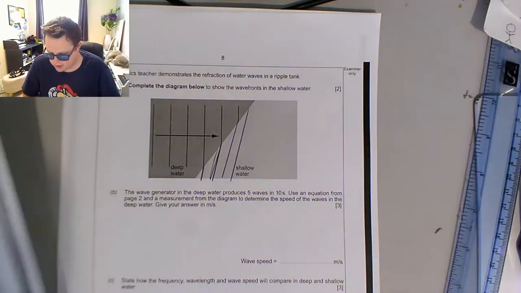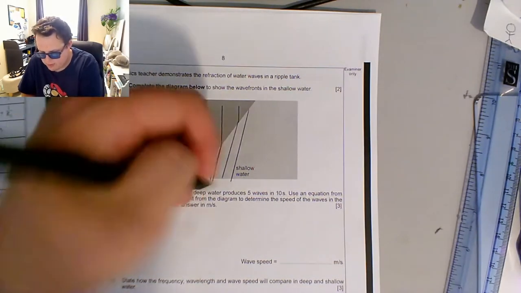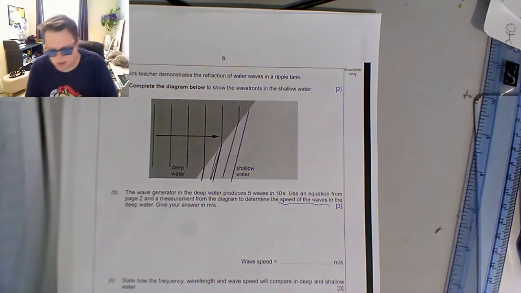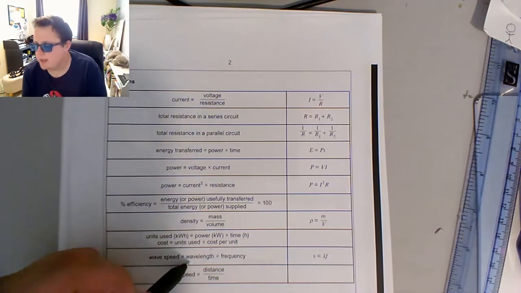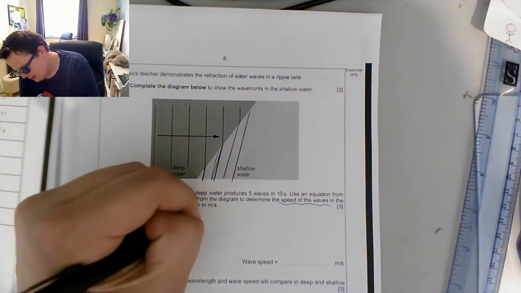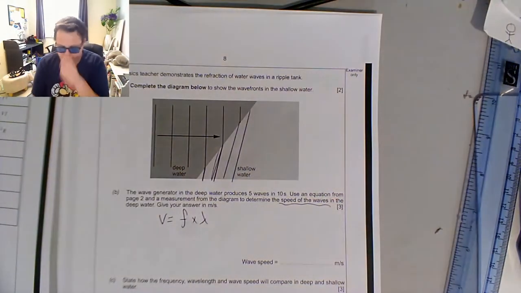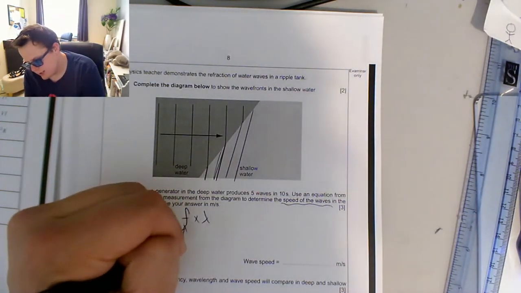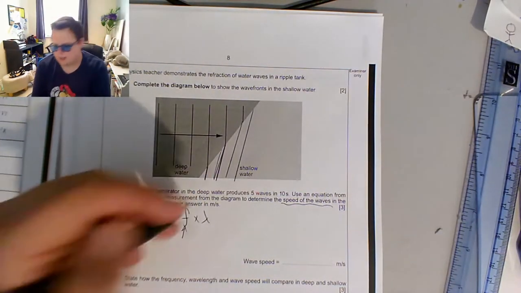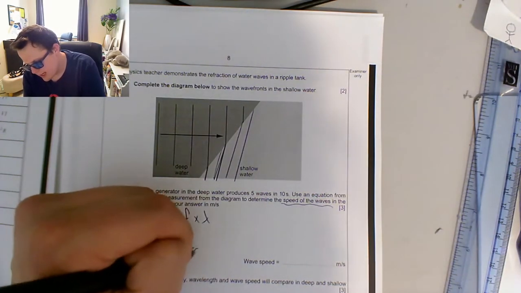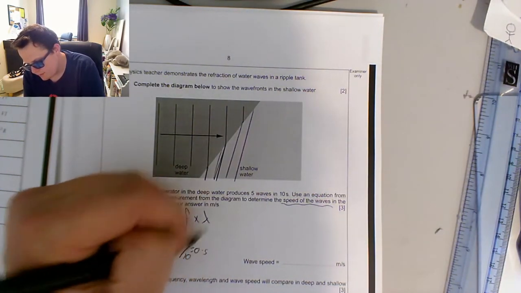So we have to do a measurement from the diagram to determine the speeds. Okay, so we want speed of wave. Wave speed is frequency times wavelength. Now the frequency, if we have 5 waves in 10 seconds, our frequency is going to be how many waves per second. So we want to get this to 1 second. So 5 divided by 10, which is 0.5.